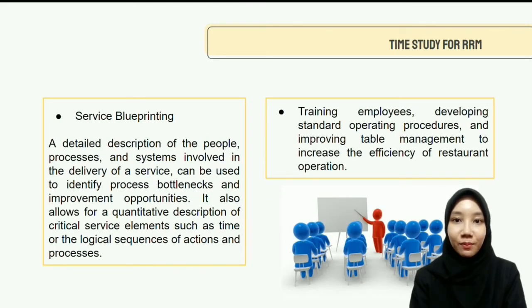Third, service blueprinting. A service blueprint is a detailed description of the people, processes, and systems involved in the delivery of a service, and can be used to identify process bottlenecks and improvement opportunities. It also allows for a quantitative description of critical service elements such as time or the logical sequences of actions and processes. And the last one is training employees. Developing standard operating procedures, SOP, and improving table management can increase the efficiency of restaurant operation, and that can improve the restaurant revenue management.